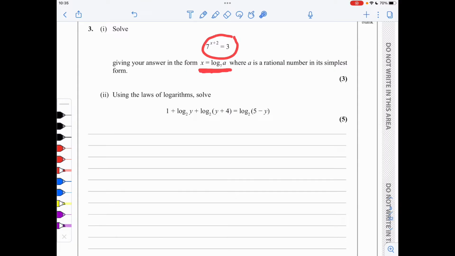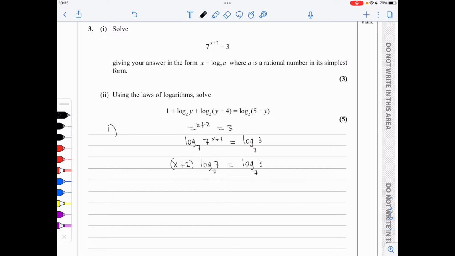We need to give our answer in the form log of a base 7, where a is a rational number. So I will start by writing 7 to the x plus 2 is 3. I could take log of both sides to get the x plus 2 down, and it should be base 7 because I'm aiming for an answer that should be log base 7. This means that the x plus 2 can come down, and then I've got log of 7 base 7 is equal to log 3 base 7. Now log of 7 base 7 is 1, which means that x plus 2 is simply log of 3 base 7.